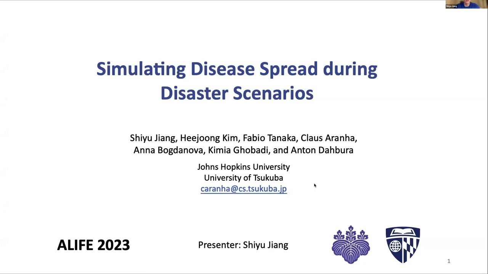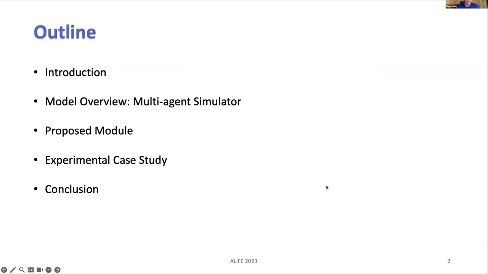Today I'm going to present our work on the topic of simulating disease spread during disaster scenarios. This work is the joint effort of Johns Hopkins and the University of Tsukuba. About today's presentation, first I will go through our background, and then I will introduce a little bit about our base simulation model and our new proposed submodules. Then I will analyze the results from the experimental case study, and the conclusion part will be at the last.